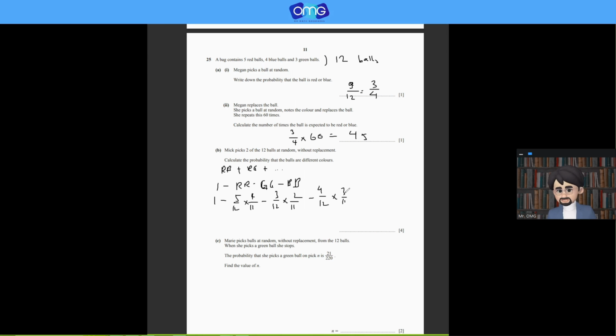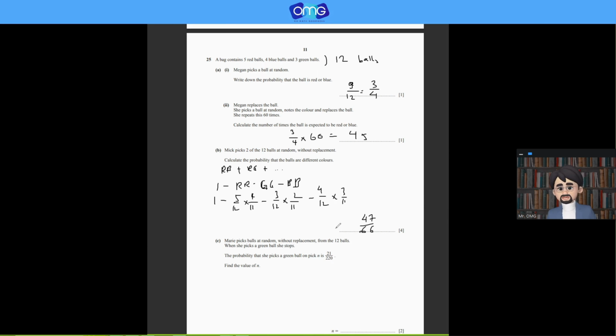And that gives us 1 minus 5 over 12 minus 3, 1 minus, let me compute, 47 over 66, and that's the answer.